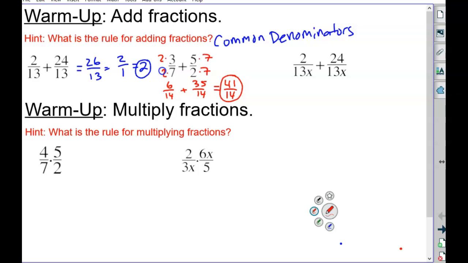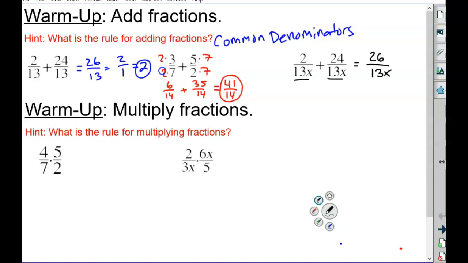So what happens when we throw variables in? Well, nothing. The rules still stay the same. We still need common denominators, right? So in this case, I've got a 13 and an x, so it's going to stay 13x, and then the numerators are exactly the same as the first problem we did.